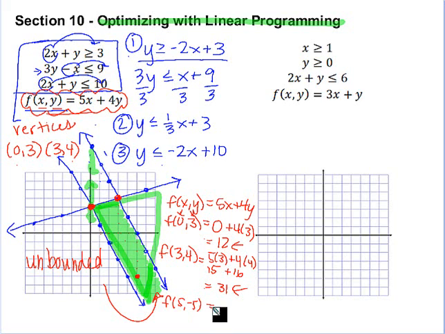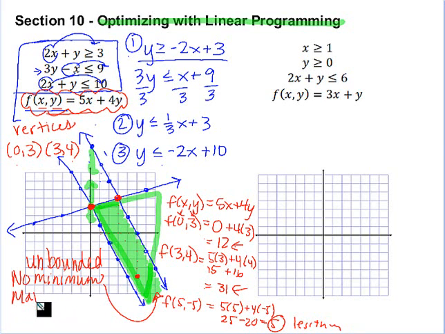And when I plug this point in, I would have 5 times 5 plus 4 times negative 5, which gives me 25 minus 20, which is 5. Now compare 5 to 31 and 12. Notice that 5 is less than both of those. So since that's less than both of those, that tells us that we have no minimum. There's no minimum value here. And there is a maximum, and the maximum here that we got was 31, because 31 is the biggest number, and it happened at our vertex 3, 4.